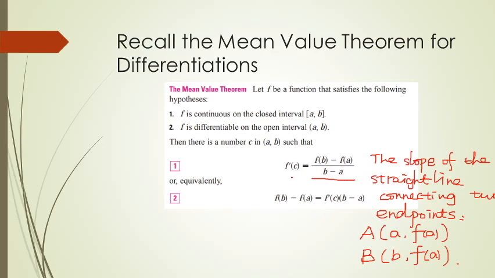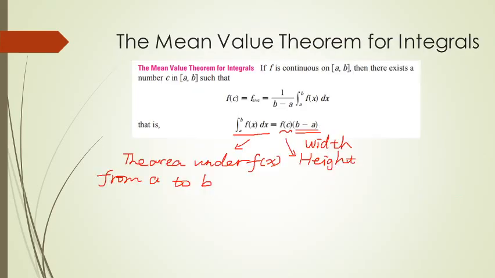And so there exists a number c. f'(c) means the slope of the tangent line passing through the point (c, f(c)), right? So that means the slope at c equals the slope of the straight line connecting the two endpoints.